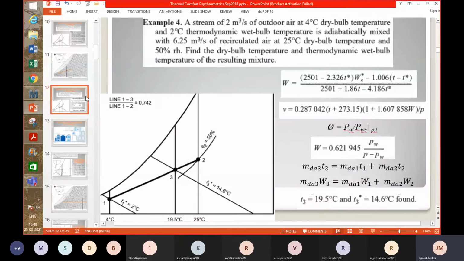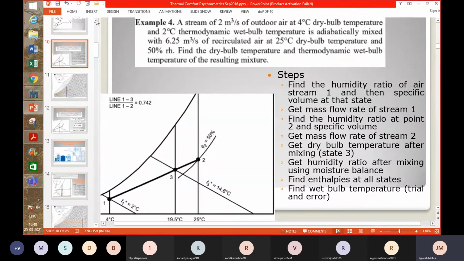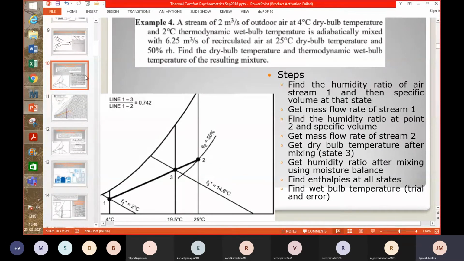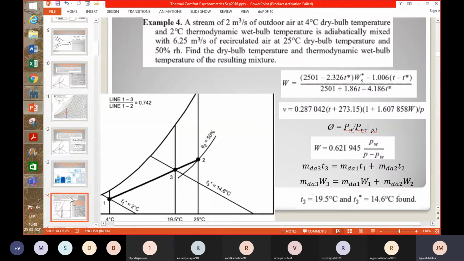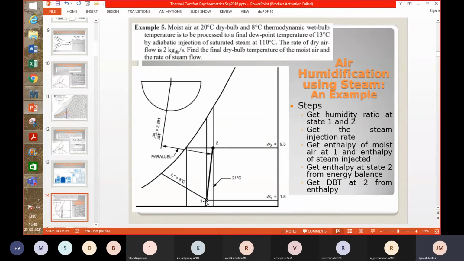So you can write the balance equations for this also, right? Sorry, this is another example. So we are talking about this. Whatever is the water vapor here, m dot dA. Now here there is only one stream, and you are just injecting steam into it. So m dot dA into W1 plus m dot W, that is the rate at which the steam is injected, is equal to m dot dA W2, right?